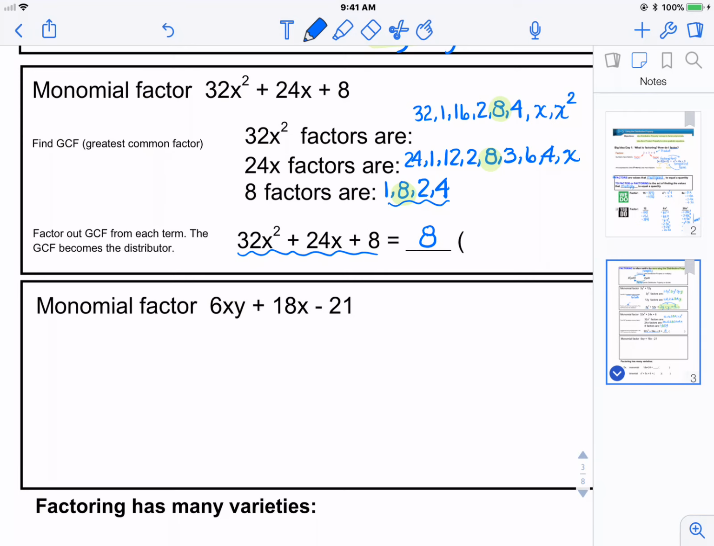So 8 is that distributor, and I have to figure out how it made my different terms and tell it what would need to be in the parentheses.